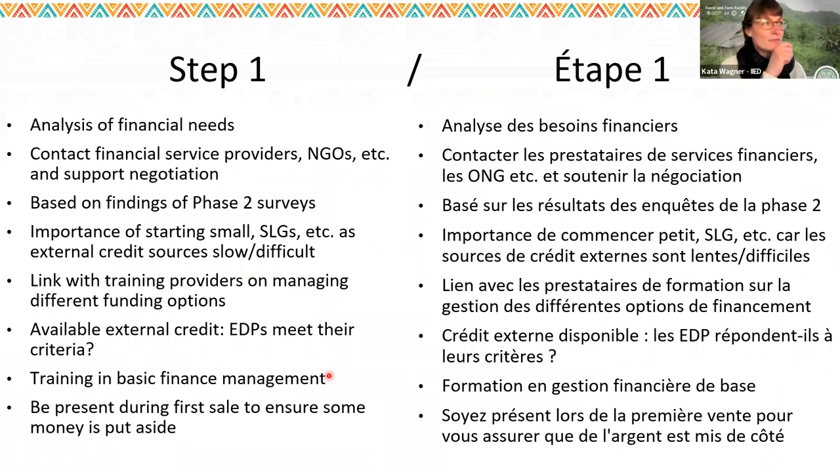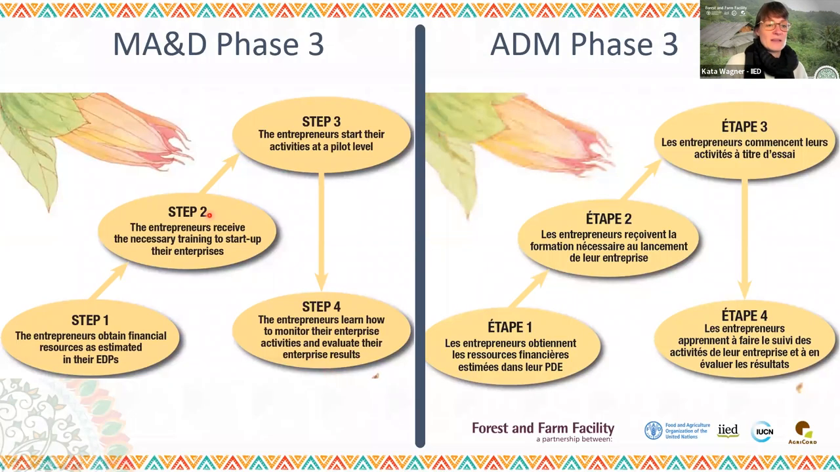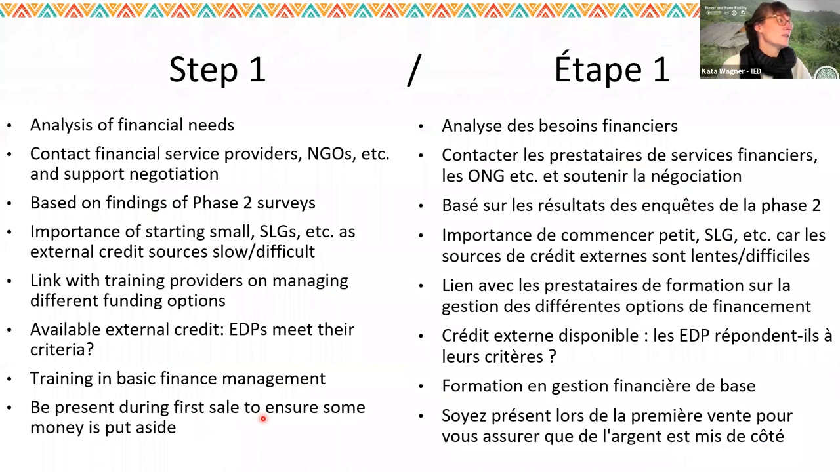So the first step is all about the entrepreneurs obtaining their financial resources as estimated in the EDP. And of course, all of this is fluid. It could be that step two happens first, or step one and step two happen at the same time. There are some topics around which the steps are organized. And the first one is around the financial needs.